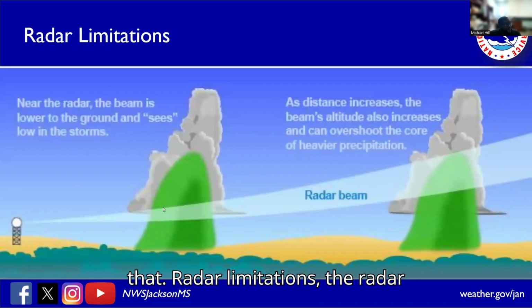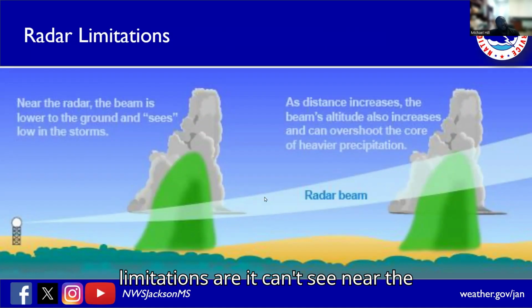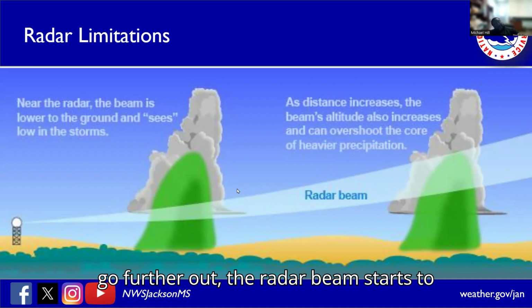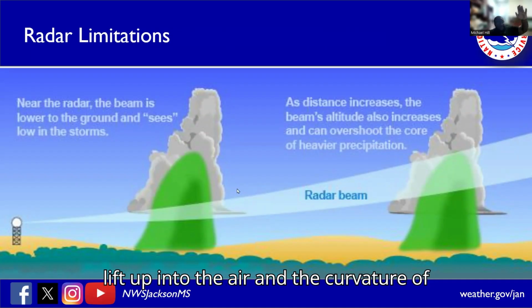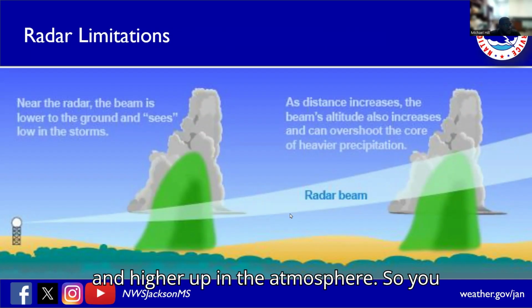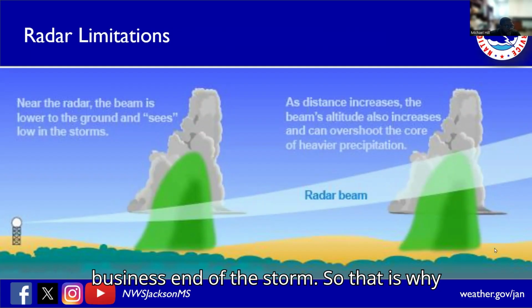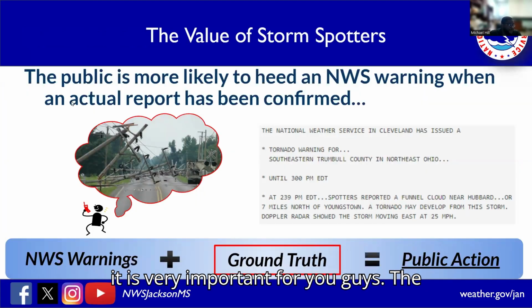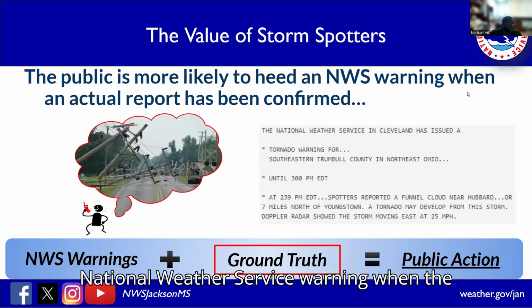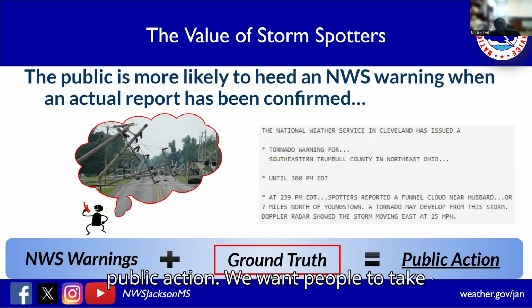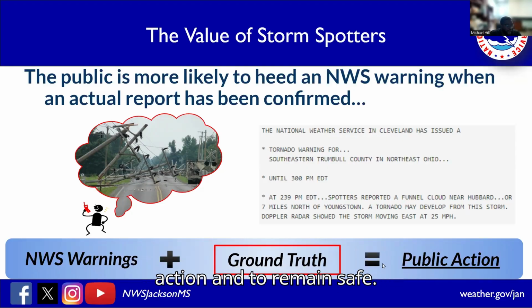Radar limitations. The radar limitations are it can't see near the ground. And as you go further out, the radar beam starts to lift up into the air because of the curvature of the earth. So you start hitting higher and higher up in the atmosphere, so you start to see less and less of the business end of the storm. So that is why it is very important for you guys. The public is more likely to heed a National Weather Service warning when ground truth is added: warnings plus ground truth equals public action. We want people to take action and to remain safe.